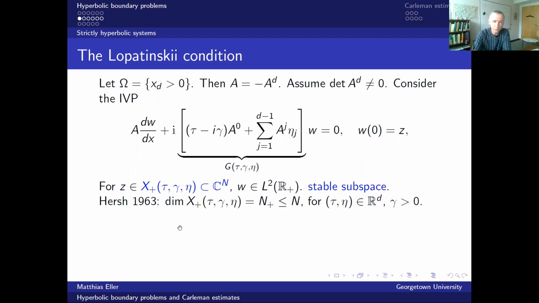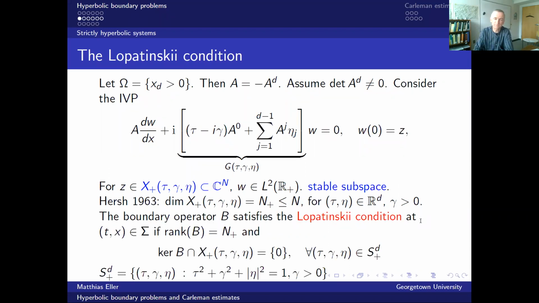Then Hersh observed in 1963, and that was probably the first work on general mixed problems for hyperbolic systems, that the dimension of this stable subspace is actually equal to a constant regardless of how I choose τ and η. That follows from hyperbolicity, as long as γ is positive, so this γ is important here.